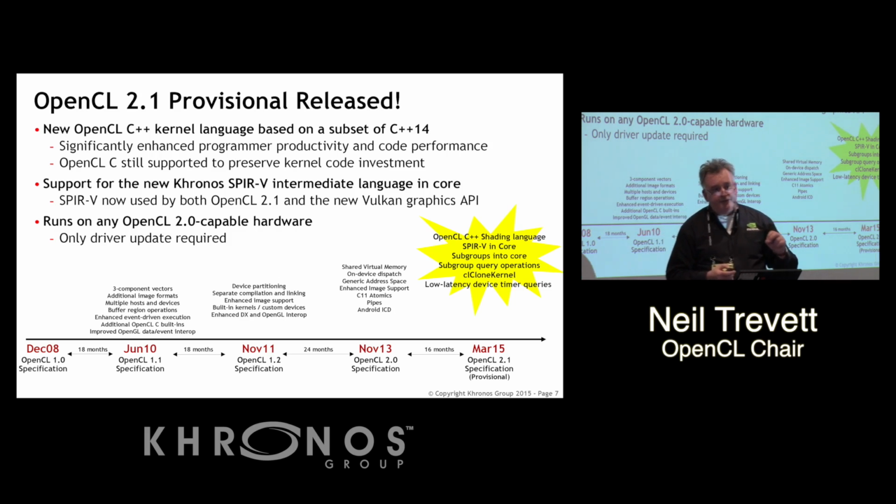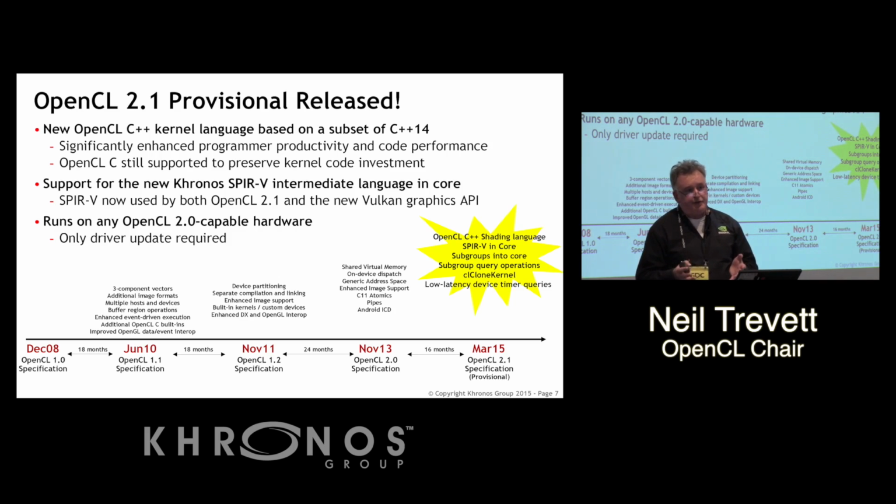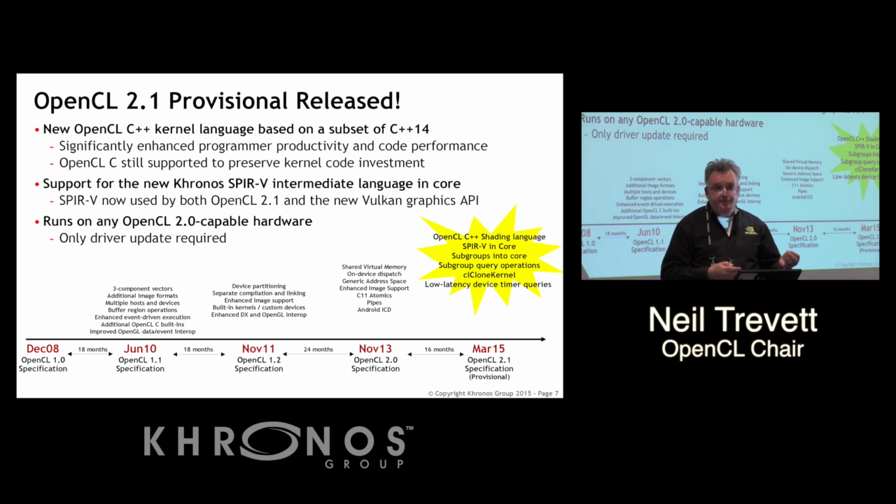So what are the headline features in this new version, OpenCL 2.1? The big ticket item is we now have C++ as a kernel language. This is by far the largest request we've got from the developer community. It's a subset based on C++14. It's the static subset of C++14. We still have OpenCL C. Nothing has disappeared, so all your investment in current code will continue to run. But now you have the choice of using C++.